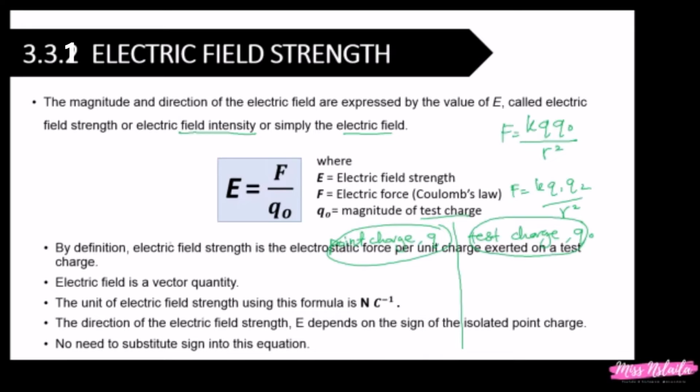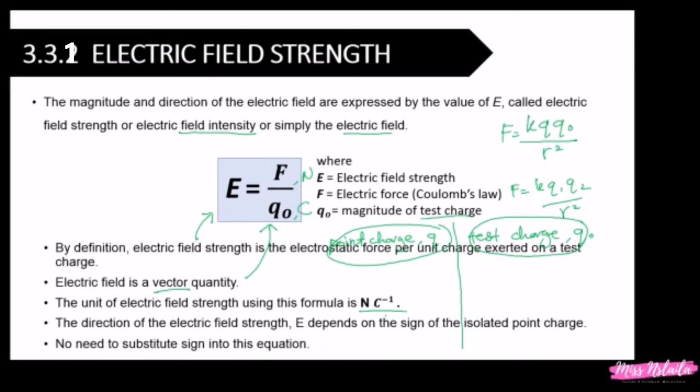By definition, electric field strength E is the electrostatic force per unit charge exerted on the test charge, which defines the equation right here. Electric field is a vector quantity, so to find the magnitude, just use this equation. If the test charge is negative, do not substitute the negative sign into this equation. The unit of electric field strength is Newton per Coulomb because force is in Newton and test charge is in Coulomb.